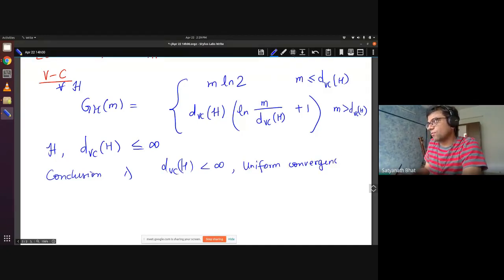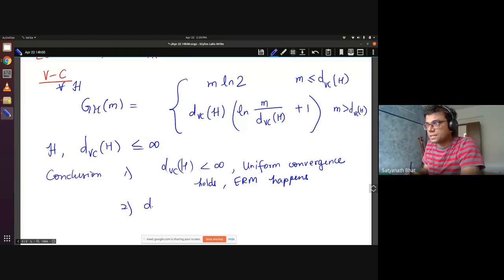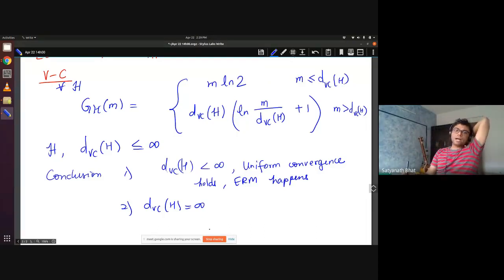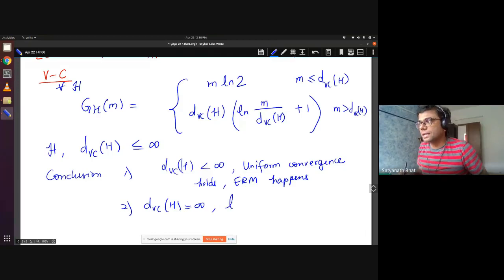From whatever I discussed with Bhavna, we can say that uniform convergence holds. That also means empirical risk minimization happens. If the VC dimension of some hypothesis bag is infinity, what that means is your hypothesis bag has in fact too many hypotheses. There is no way you can learn anything. Whenever you have d_VC(H) of infinity, learning is infeasible. Learning is not possible.